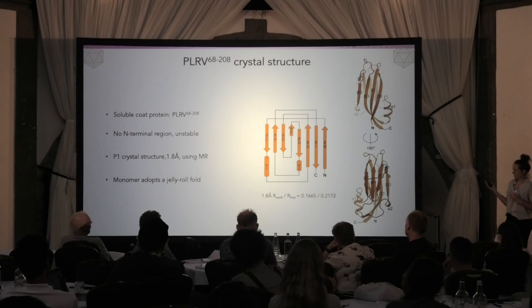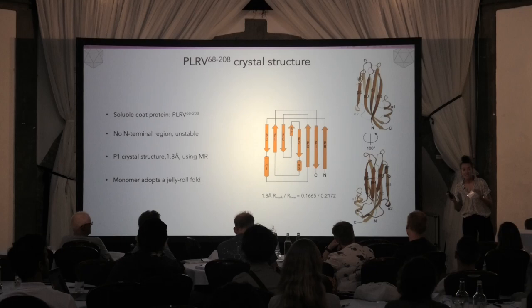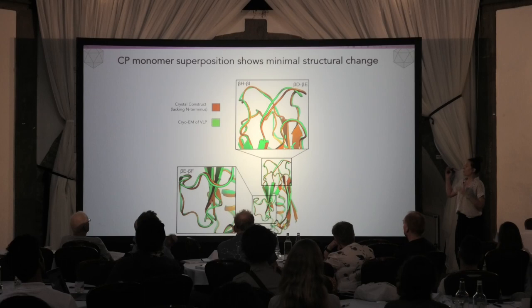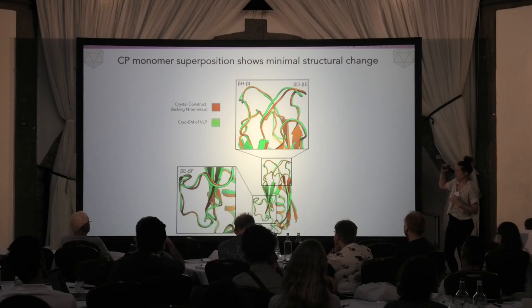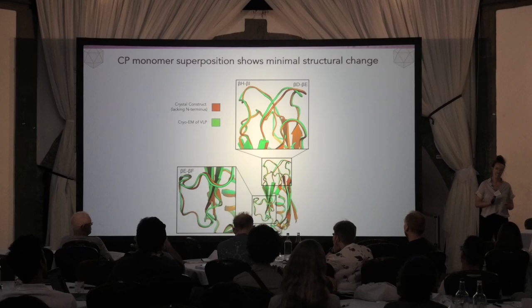And now you're thinking, Myfanwy, you have this at 1.8 angstroms, cryo-EM is at 3.4. High resolution means amazing insights into something. And the answer is absolutely not. So when you align the crystal structure and the cryo-EM protein, so in orange you see the crystal construct that we had, and in green you see the cryo-EM structure, you align the coat proteins, flawless. It looks really good. Still in lockdown, still wondering what to do.